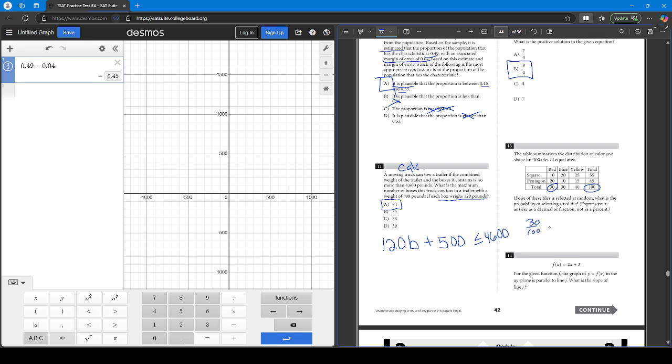But on SAT, I don't think you can type in that many characters. It would have to be 3/10, or 3/10 written as a decimal. You'd have to simplify that fraction, or make that fraction a decimal.